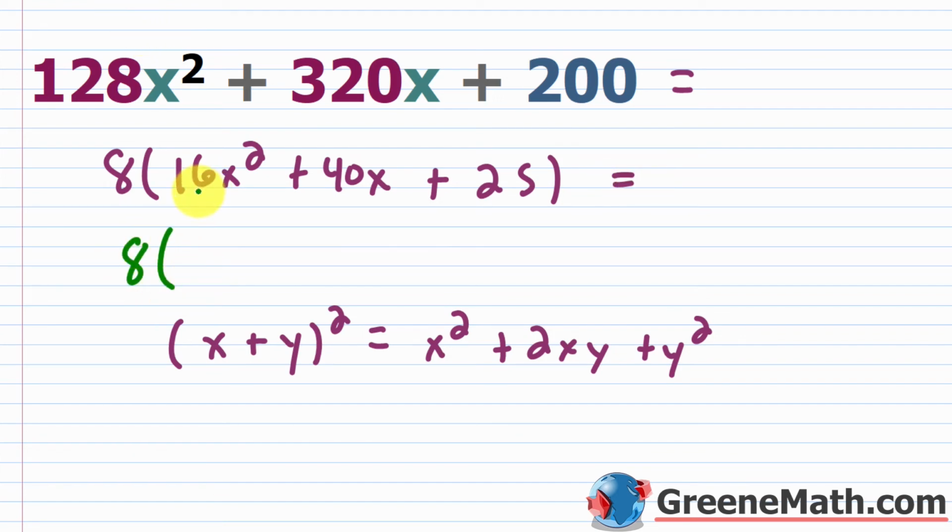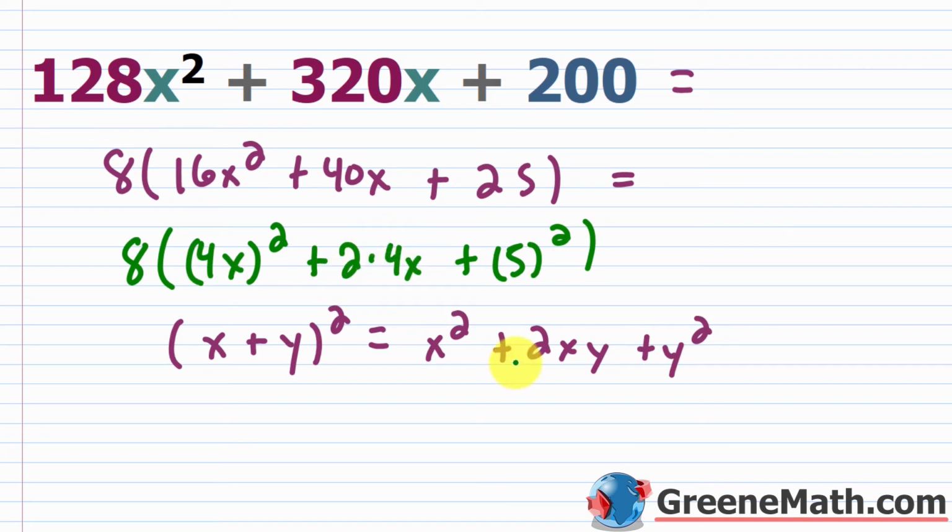16 is what? It's a perfect square. It's 4 squared. So let me write this as 4x being squared, then plus, do I have 2 times x times y? Well, let me write this over here. 25 we know is 5 squared. So do I have 2 times 4x and then times 5? Let me move this down just a little bit so it fits. So times 5. 2 times 4 is 8. 8 times 5 is 40. So yeah, we're good to go.